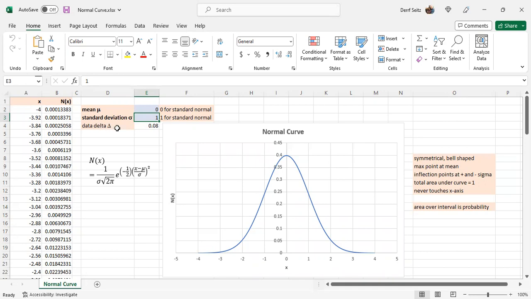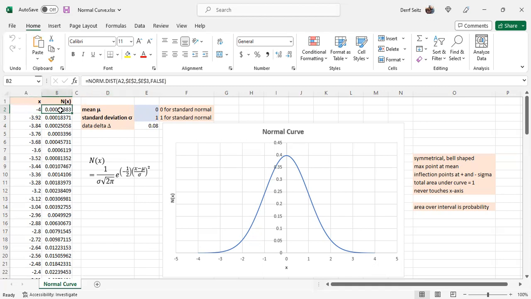This data delta takes 8 times the standard deviation and divides it by 100 to get a range of 4 standard deviations on either side of the mean, and that's where the graph is going to be drawn. We start here with the first x value being 4 standard deviations to the left of the mean.